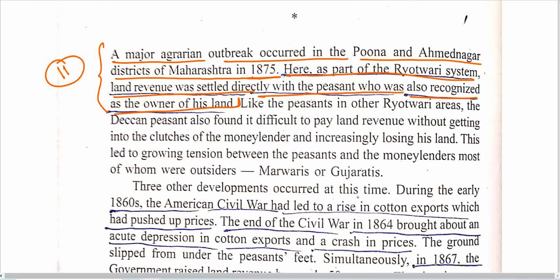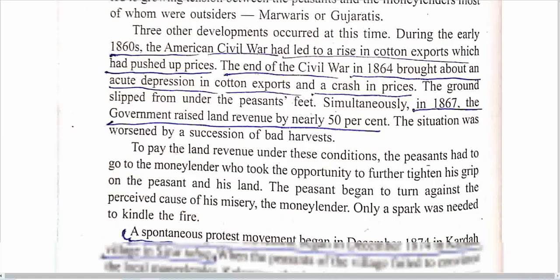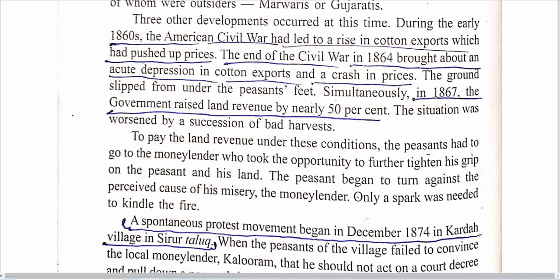Like the peasants in other Ryotwari areas, the Deccan peasant also found it difficult to pay land revenue without getting into the clutches of moneylenders and increasingly losing his land. Other developments occurred at this time: the American Civil War had led to a rise in cotton exports, which pushed up prices. Okay, this can be another point. Why were cotton exports pushed? The end of the Civil War in 1870 brought about an acute depression in cotton exports and a crash in prices.